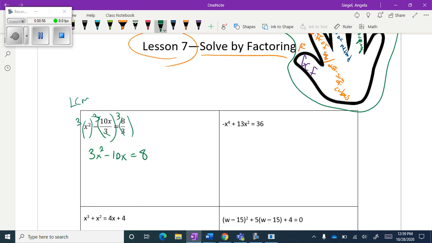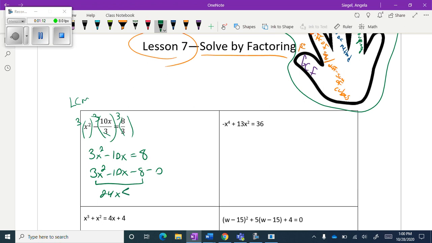So I'm going to move it over and set it equal to 0. That is our goal when we solve, we want to set it equal to 0. So I have 3x squared minus 10x minus 8 equals 0. I'm going to go ahead and factor this.